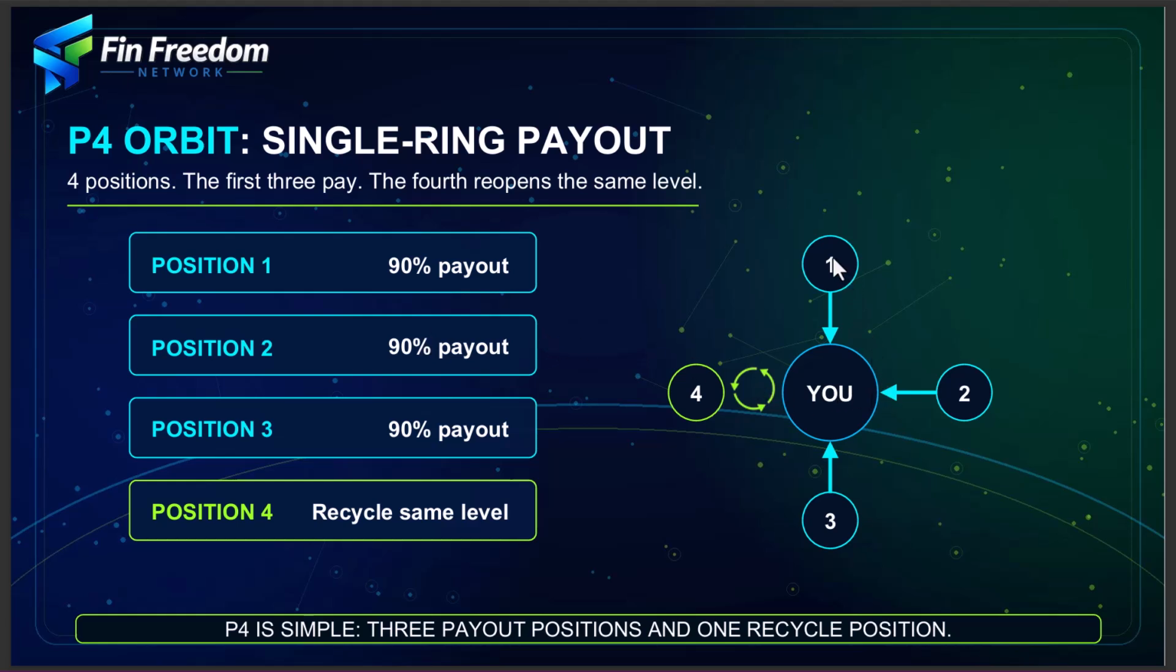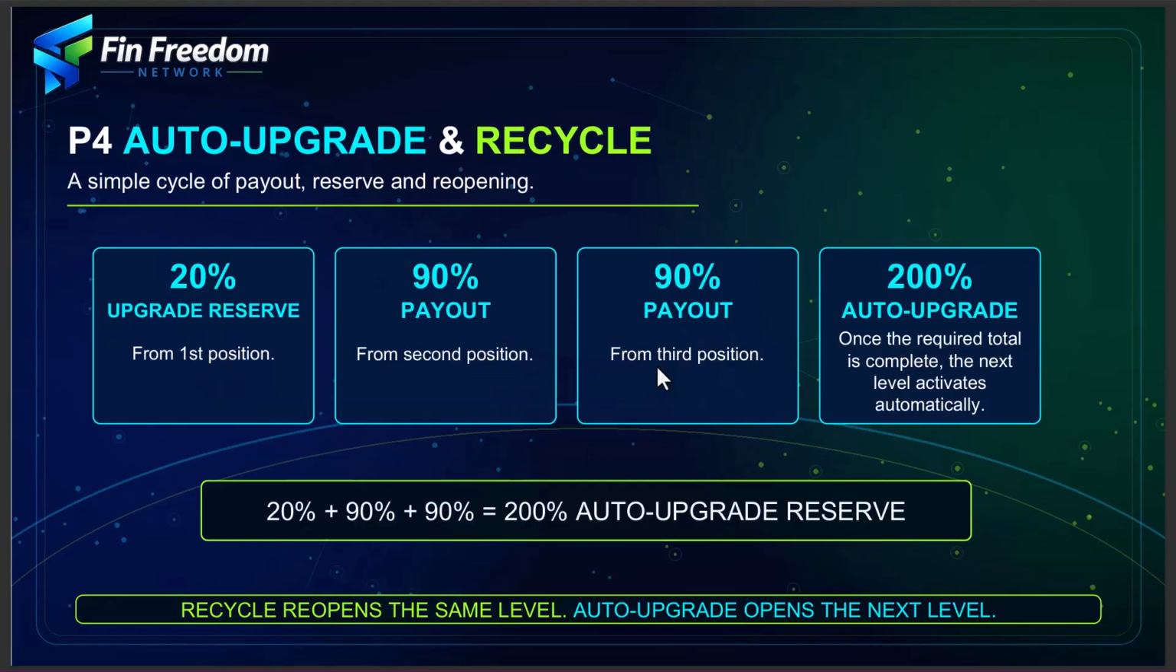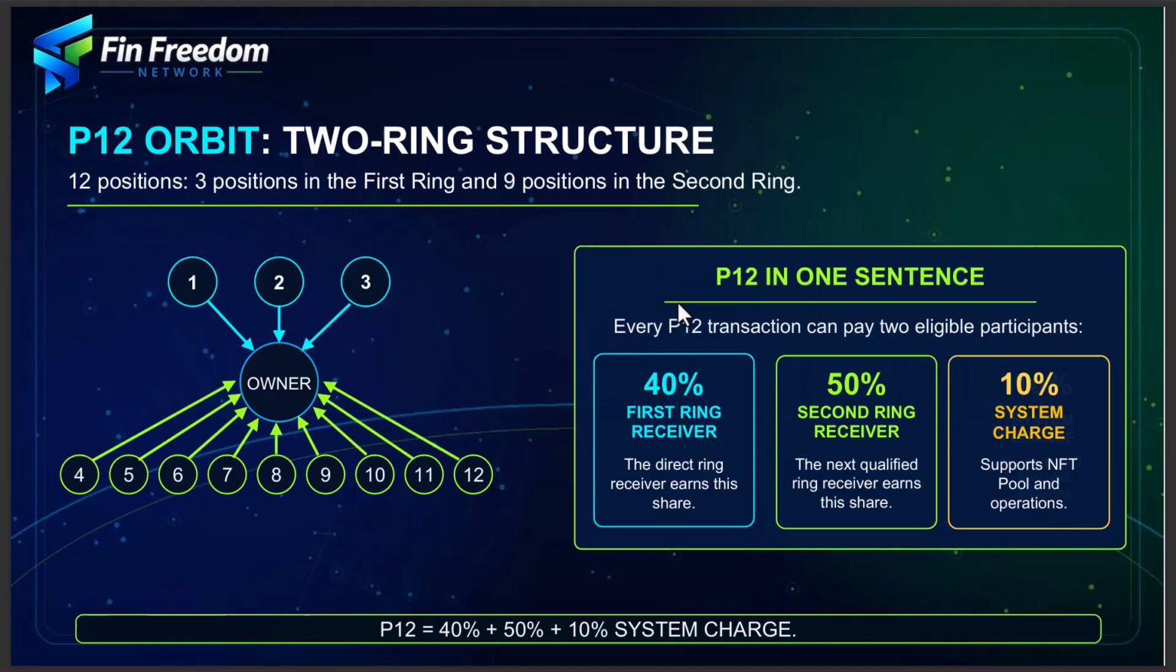So anytime you are earning from the P4 position, you earn all the resources. The money is not going to other people. All right? So 90% comes to you, 90% comes to you, 90% comes to you. And then the 10% goes to the NFT pool. And then the last position recycles. All right? But if you are not on the next level, 90% will be reserved, 90% will be reserved, which will now add up to move you to the next level, which is level 2. All right? That's how the business works.